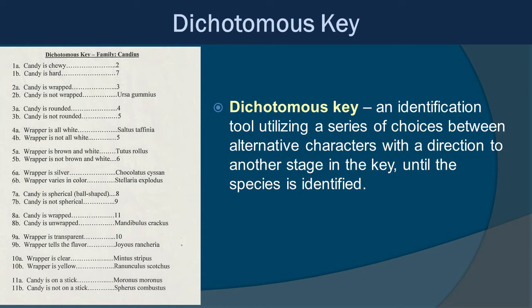However, how do we figure out what things are if you don't know? One of the ways we do that is using a dichotomous key. It's an identification tool utilizing a series of choices between alternative characters, with a direction to another stage in the key until the species is identified. That's kind of a long-winded definition, I know, but essentially it's a series of 2 questions, and you keep answering those questions, and it leads you along the way until you finally get to, hey, this is the animal you're looking at.